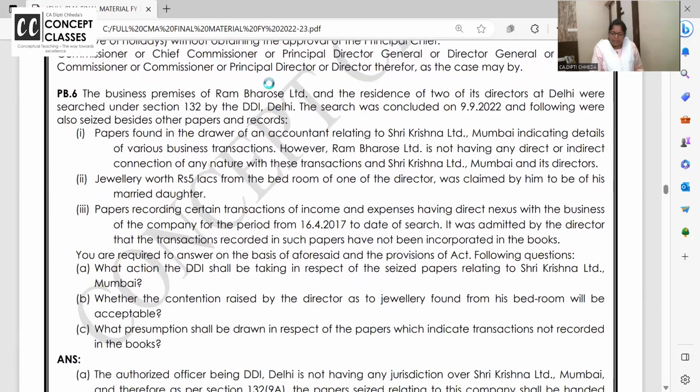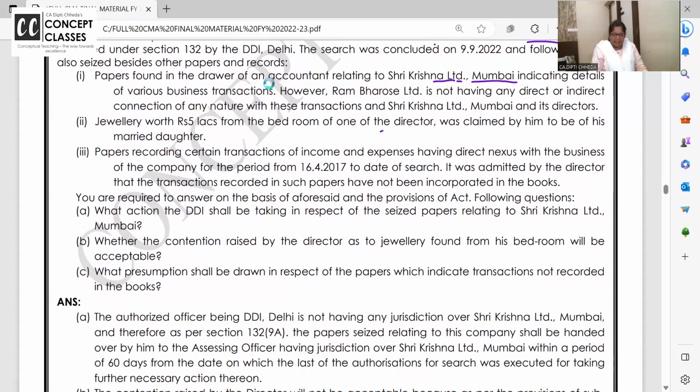हाँ. Business premises of some company and the residence of 2 of directors were searched. Search was conducted on September 22. Following assets were seized. Papers found in the drawer relating to other Krishna Limited Mumbai indicating various transactions. Our Rambaros is not having any direct or indirect connection. Okay. But उनके papers हमारे पास मिले जो मुंबई में है. हम तो कहाँ हैं? दिल्ली में. Jewelry worth 5 lakh from the bedroom of one of the director was claimed by him to be of his married daughter. ये मैंने कल example भी discuss किया था.